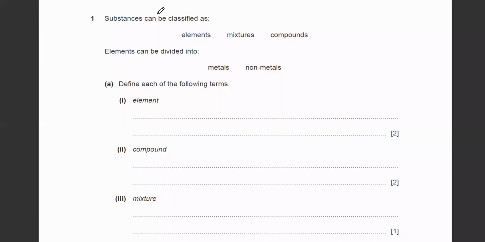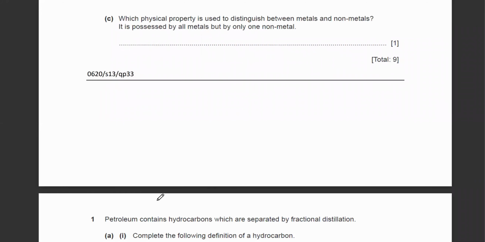Now he's saying substances can be classified as elements, mixtures, compounds. We haven't really done elements and mixtures, so we can skip that for now.